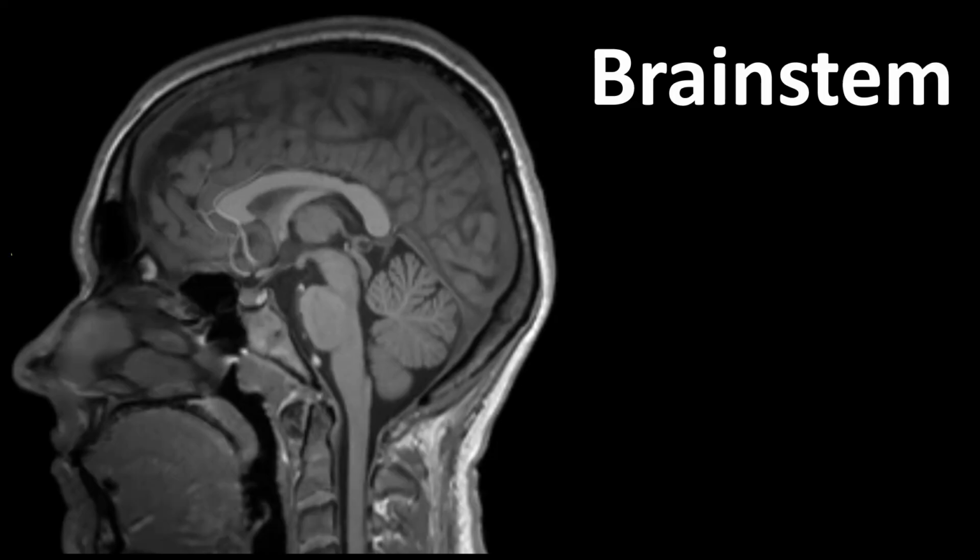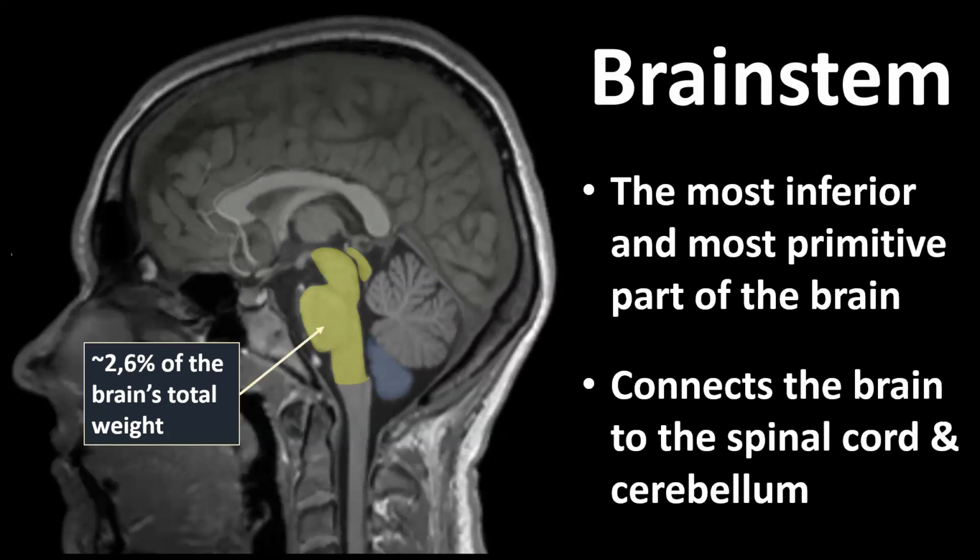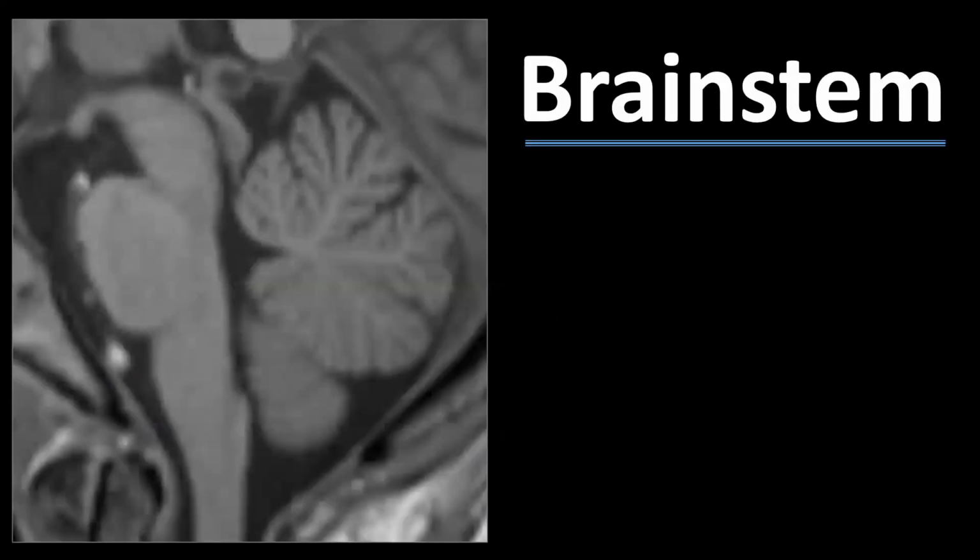Okay, what's the brainstem? We all know it. It's a very small structure. It's the most inferior and also the most primitive part of the brain. It weighs only 2.6% of the total brain's weight, but nevertheless, it's extremely important, located at the center point between the cerebral cortex, the cerebellum, and the spinal cord, connecting all these parts of the central nervous system with one another. Brainstem anatomy and function can be made very simple by using the rules of three.